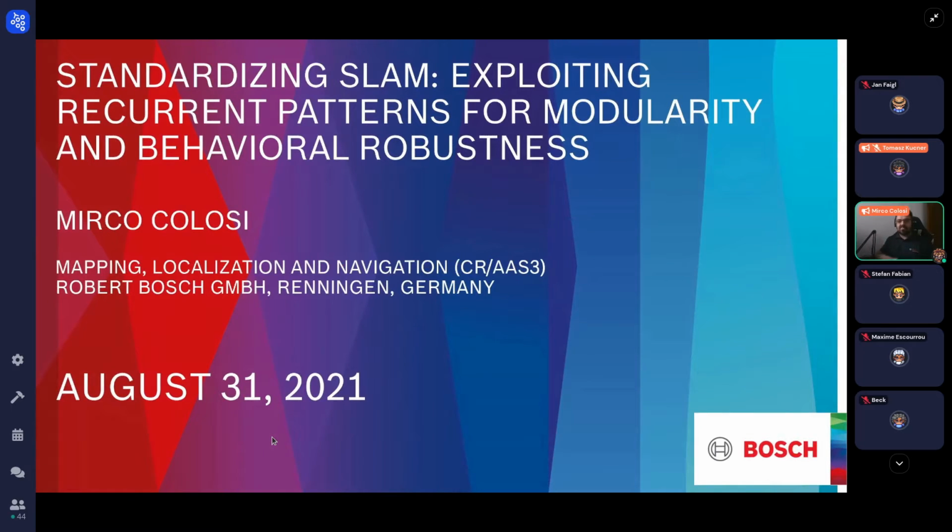So, talking about standardization. I am Mirco, a research engineer in the Department of Mapping, Localization, Navigation at Robert Bosch GmbH in Renningen, Germany, and I'm actually working in the field of robotic navigation and SLAM. Today I want to talk about the unification of SLAM with this presentation, titled Standardizing SLAM: Exploiting Recurrent Patterns for Modularity and Behavioral Robustness.